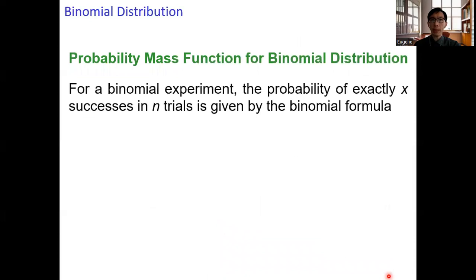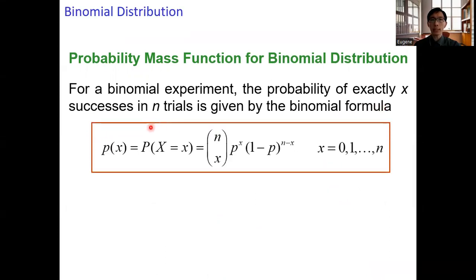We have the PMF of the binomial distribution. The probability of exactly getting x successes in n trials is given by this expression. We have shown it in the previous slide. nCx is the number of ways of getting exactly x successes out of n trials. And the factor p to the power x corresponds to the probability of getting x successes.